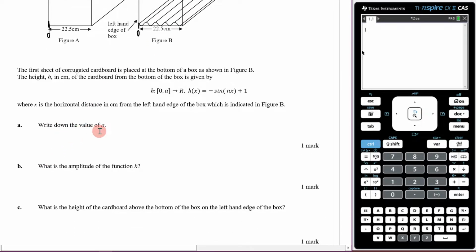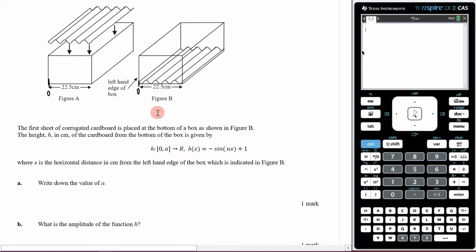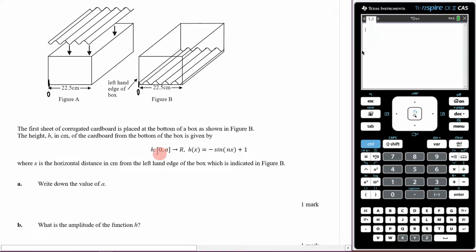All right, first things first. Write down the value of A. Well, as you can see here, A is my domain, and it's starting at 0, and it's saying, well, what is it going to stop at? And hopefully you can just see by looking at it, it's going to be 22.5. So nothing too crazy there. The width of the box is 22.5. So therefore A is going to be equal to 22.5. And there's our first answer.